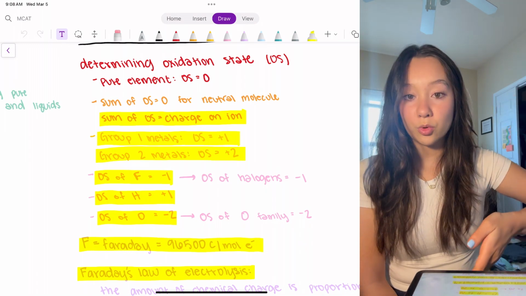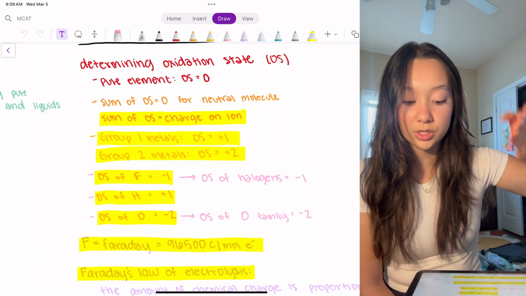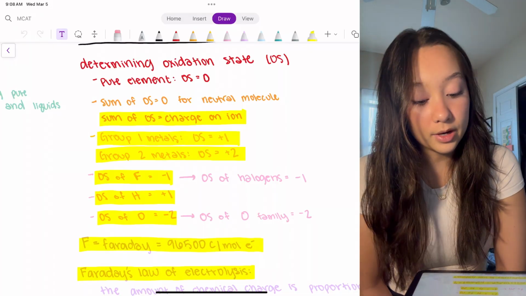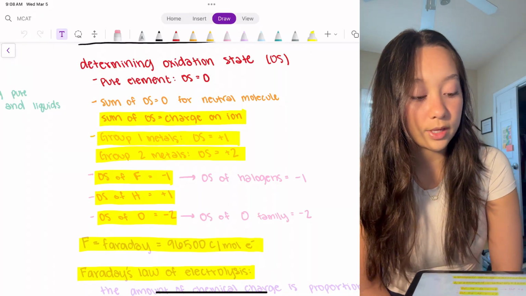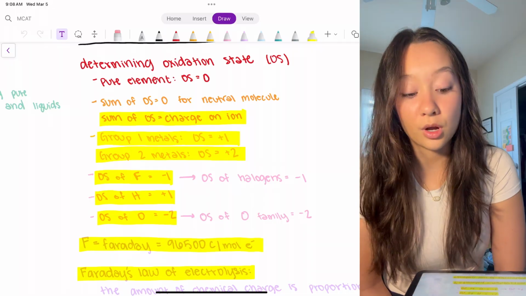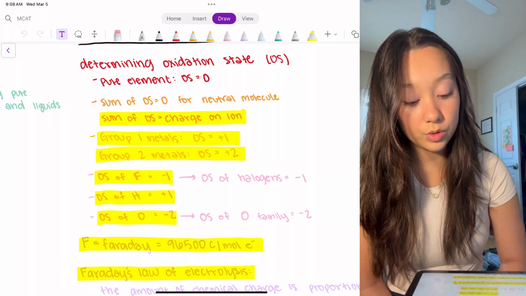For group 1 metals, we have +1, group 2, we have +2. For F, we have -1, H is +1, O is -2. These are common ones that are just helpful to know.